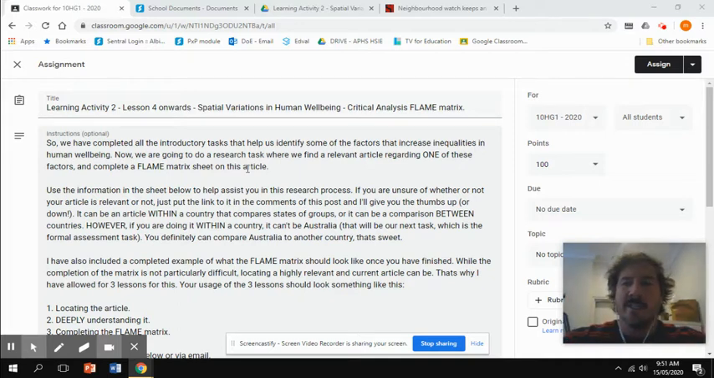So the final task is you guys are going to be completing a flame matrix on an article that discusses these spatial variations in human well-being. You will see, in a couple of minutes after I upload this, all of the instructions for the final part of this task.